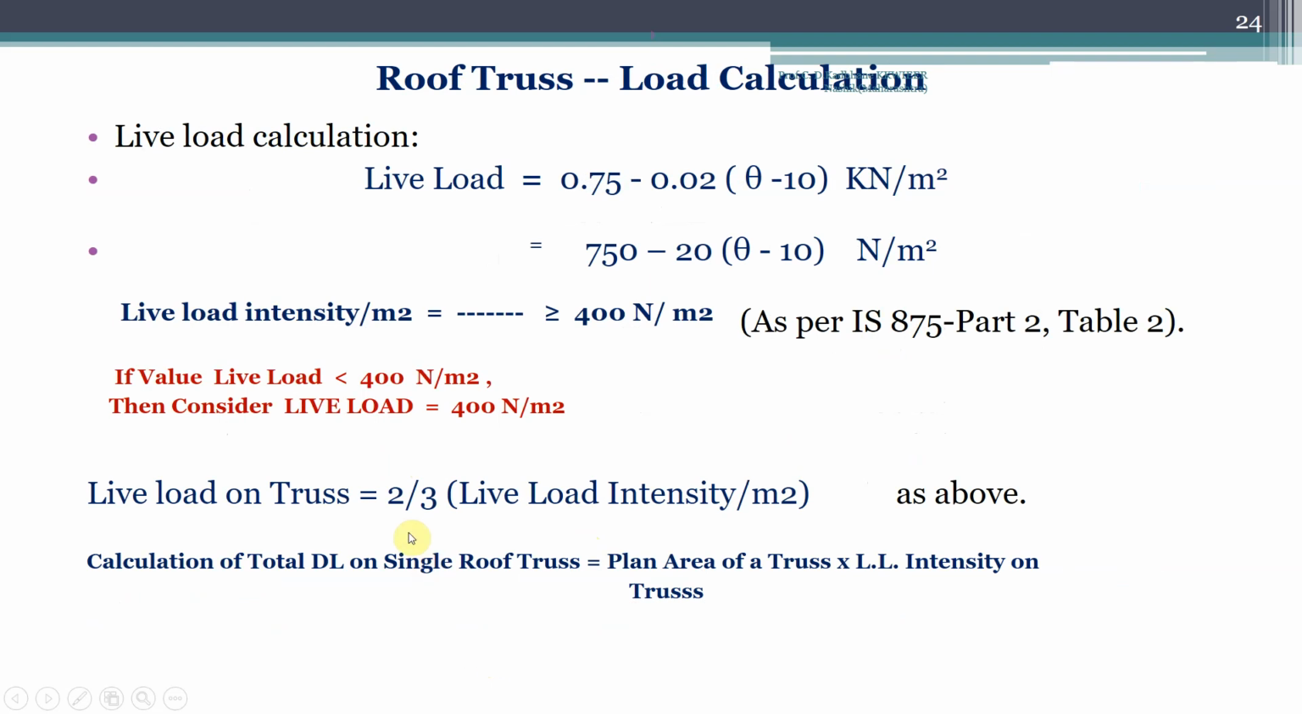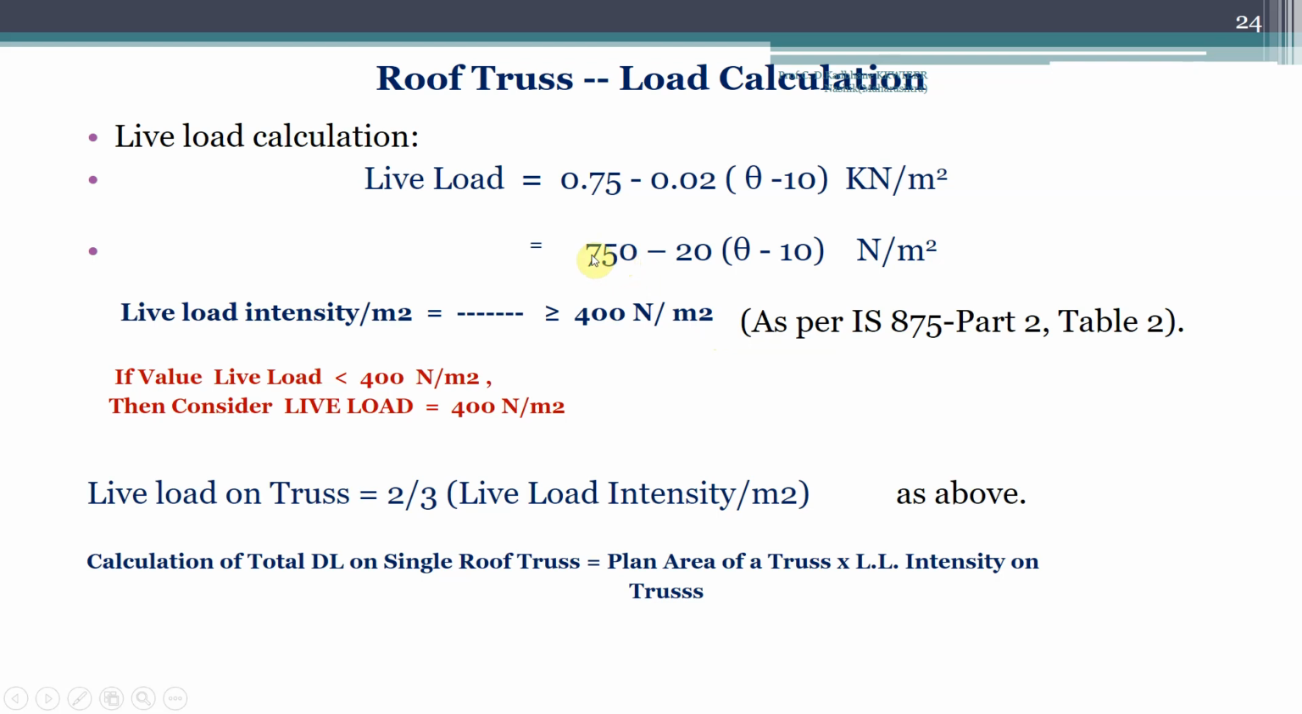Now let us learn about live load calculation. Live load is equal to 0.75 minus 0.02 (theta minus 10) computed in kilonewton per meter square. If you want to find this value in Newton per meter square, then our formula will be 750 minus 20 (theta minus 10) computed in Newton per meter square. Now, whatever live load is found in this step must be greater than or equal to 400 Newton per meter square.